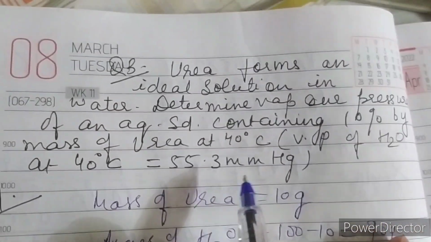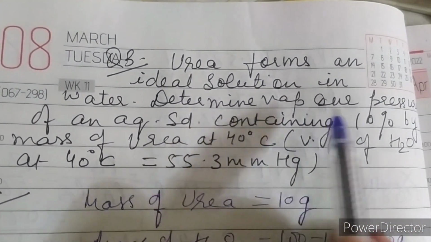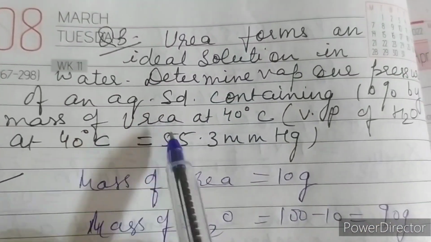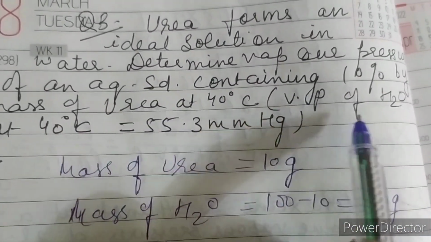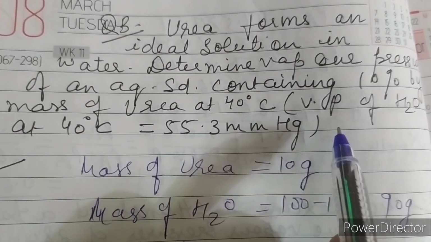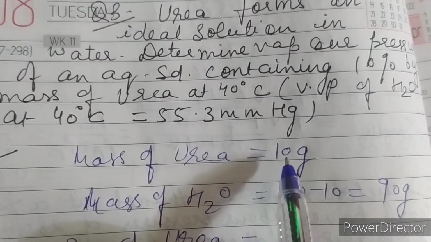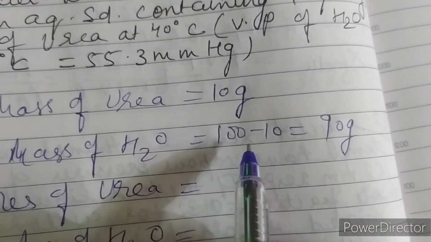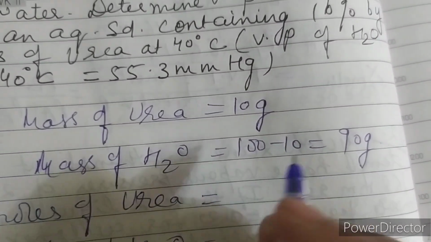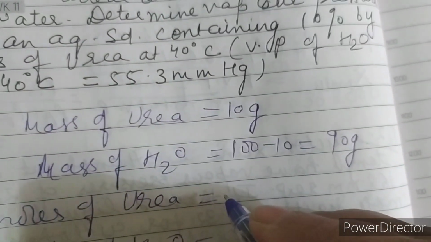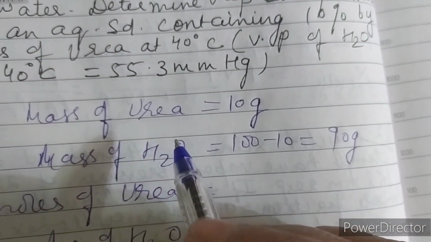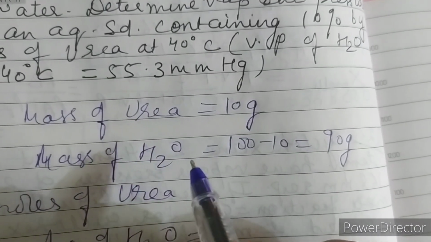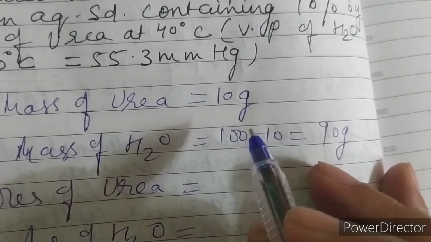Now the next numerical: urea forms an ideal solution in water. Determine vapor pressure of an aqueous solution containing 10% by mass of urea at 40 degrees Celsius, and the vapor pressure of water at 40 degrees Celsius has been given. So mass of urea, suppose we consider it as 10 gram. So the mass of water will be 100 minus 10, that is 90 gram. Because the mass percentage of urea is given 10%, that means 10 gram of urea is dissolved in 100 gram of solution.